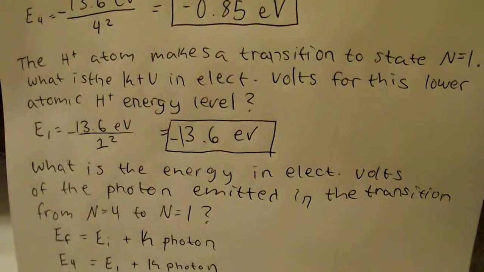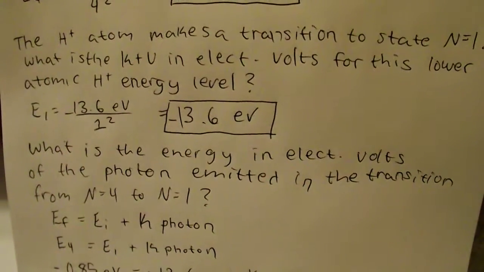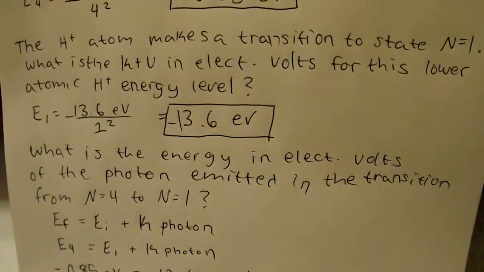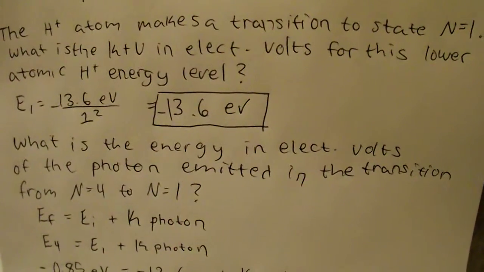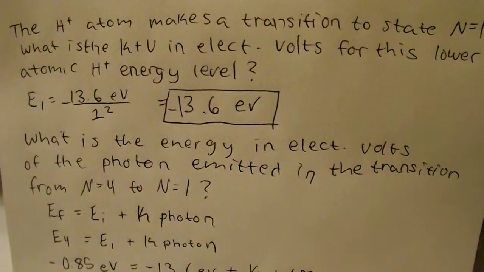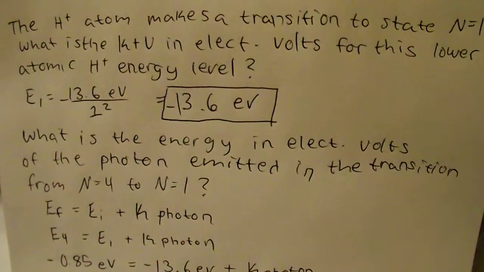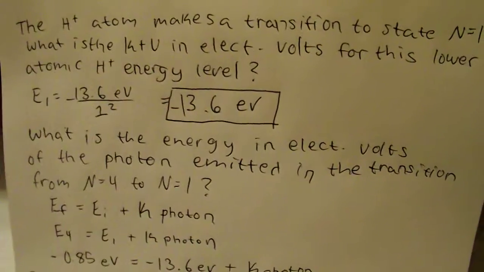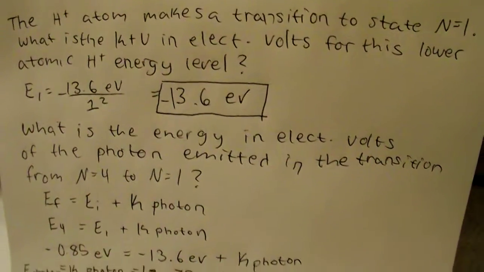So the next part of the question asks, the hydrogen atom makes a transition to the state n equals 1. What is the kinetic energy plus potential energy in electron volts for this lower atomic energy level? So we do the same thing as the last question, except this time we plug in 1 since we're at n equals 1. And that is negative 13.6 electron volts over 1 squared, which is just negative 13.6 electron volts.